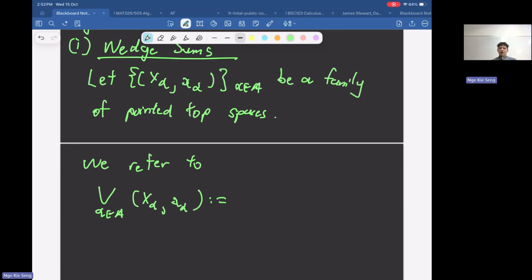Although we call this the wedge sum, inside your tex file it's not \wedge. If you type wedge inside your tex file, it's like this. This is wedge. So the wedge sum here is actually a V. This notation is a V. If you're going to type it this way, you type V.